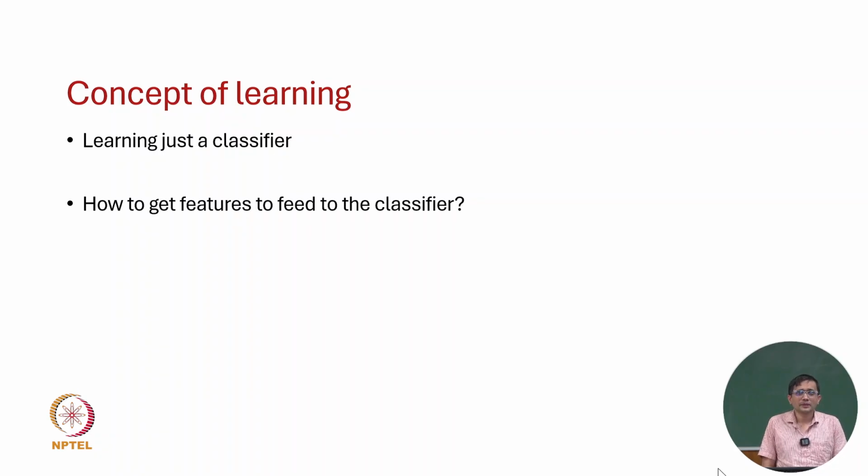where we are feeding the features. So we are talking more in the context of images right now. Of course, it can be other kinds of data. Let's say we process the images somehow to get some features, and we feed this to the classifier. So we are not learning the features itself.